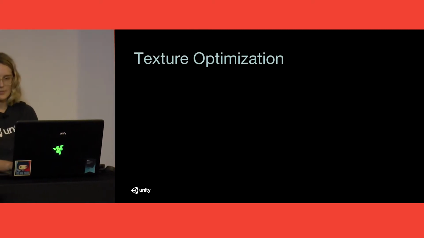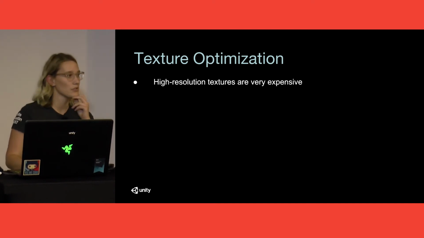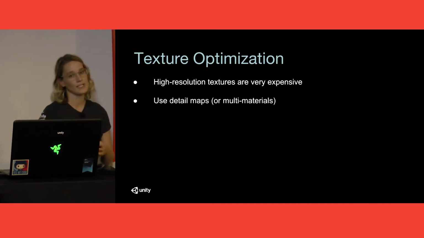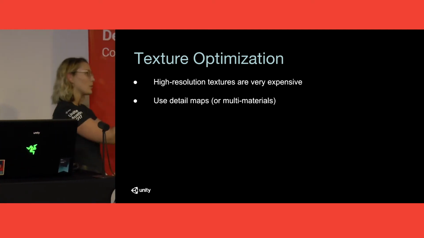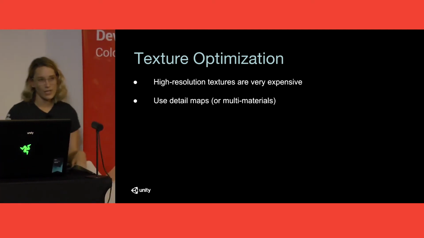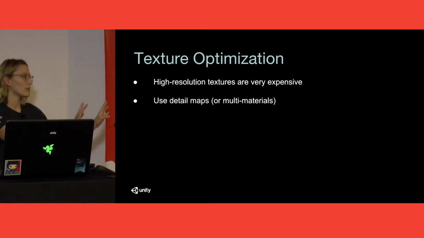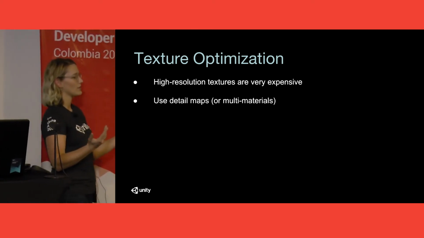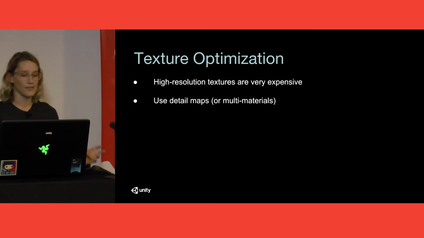All right, so let's talk a little bit about texture optimization. High resolution textures are going to be very expensive, so you want to try to minimize the use of these. One method that you can use is using multi-materials or detail maps. So you can have multi-materials set up on an object so that when your user is farther away, you're rendering the lower resolution texture. But as they get closer, you start to render that higher resolution texture. Your user is not going to notice the difference, but your performance definitely will.